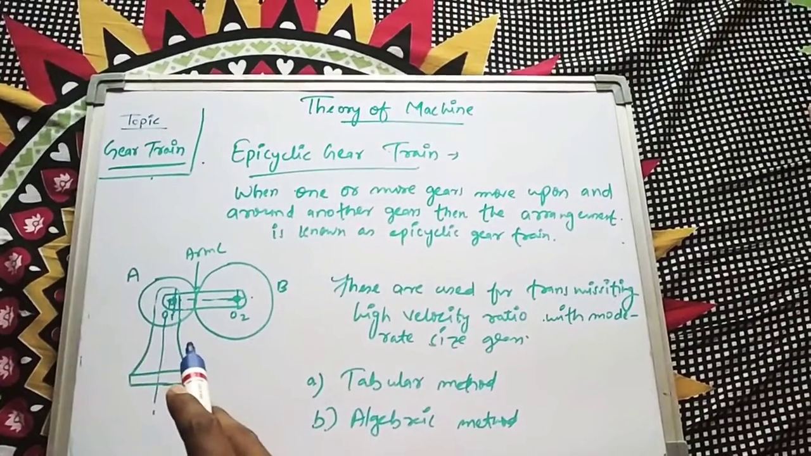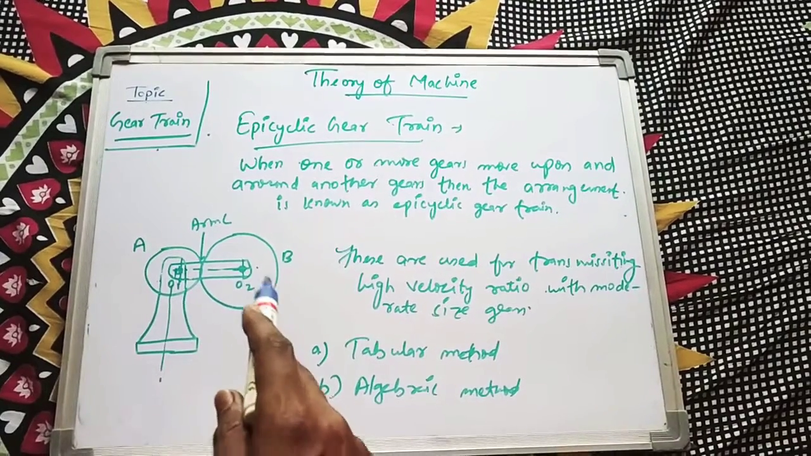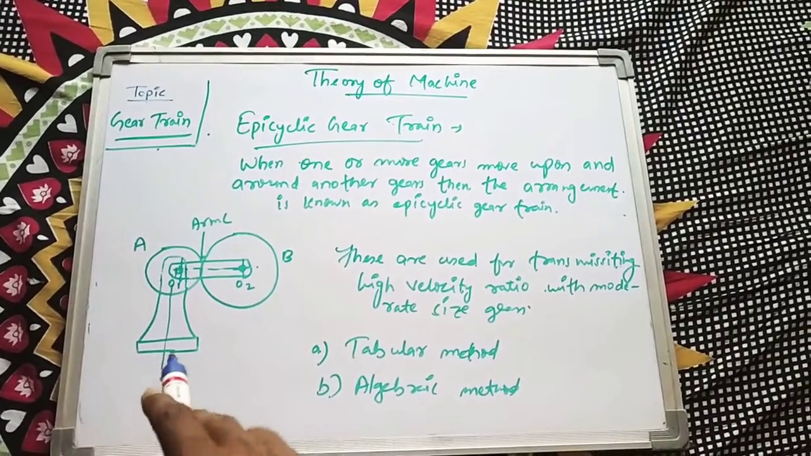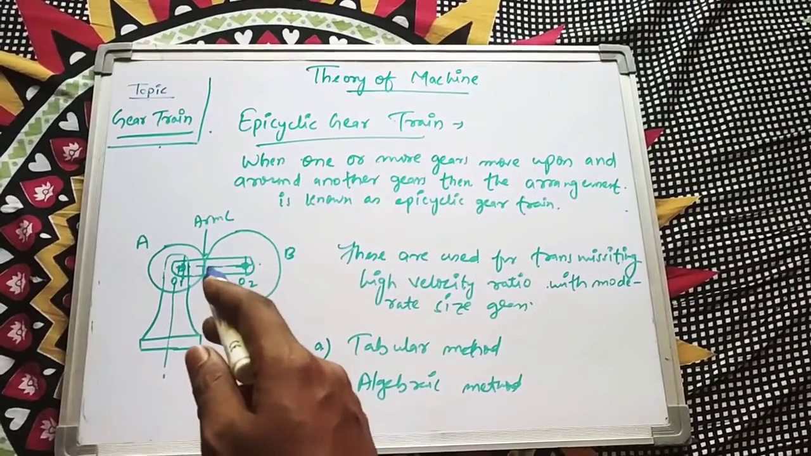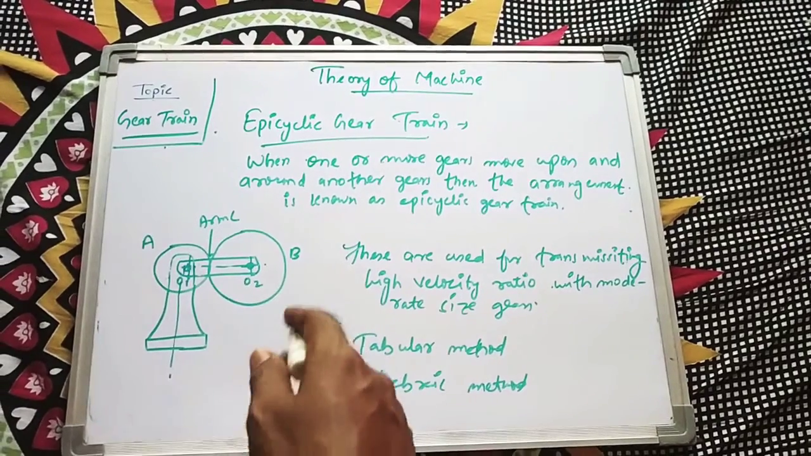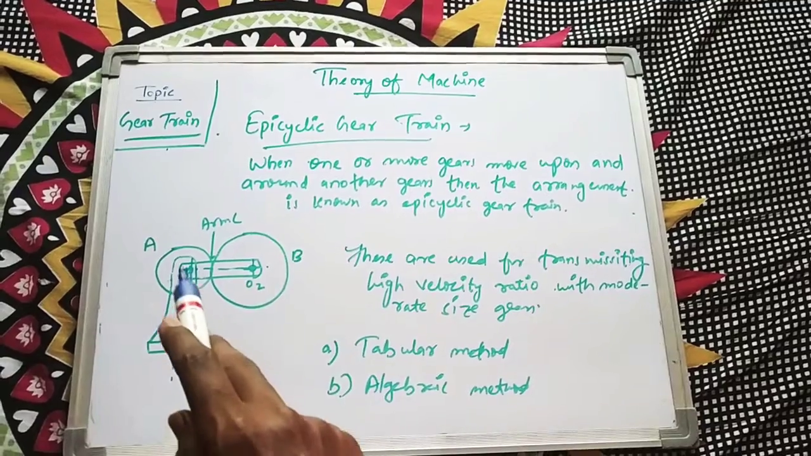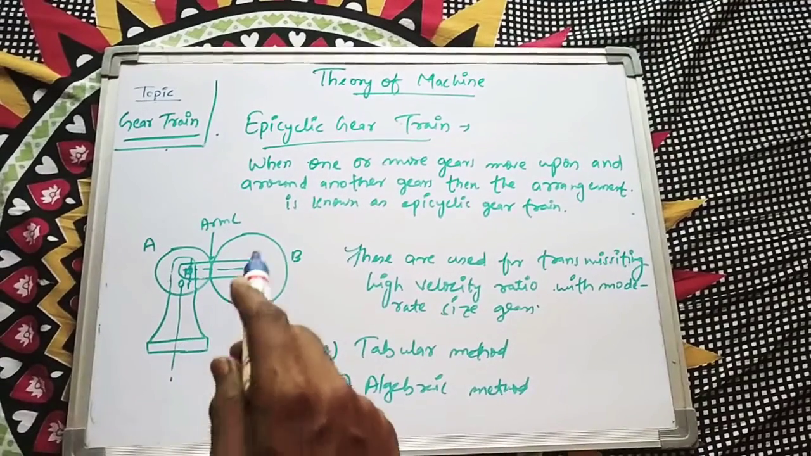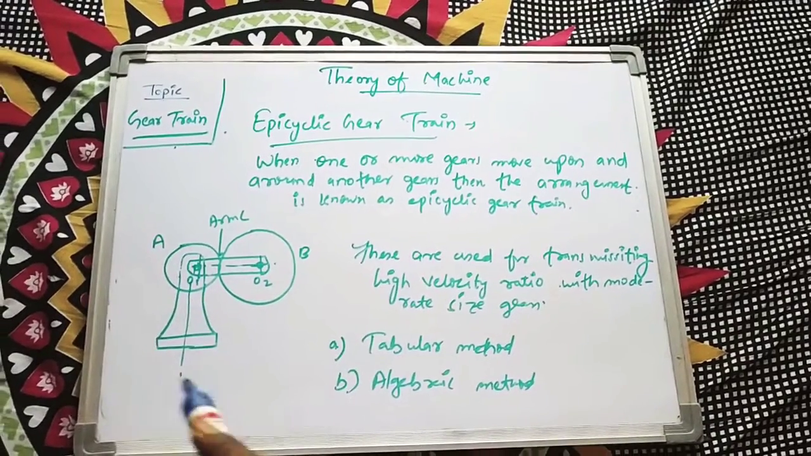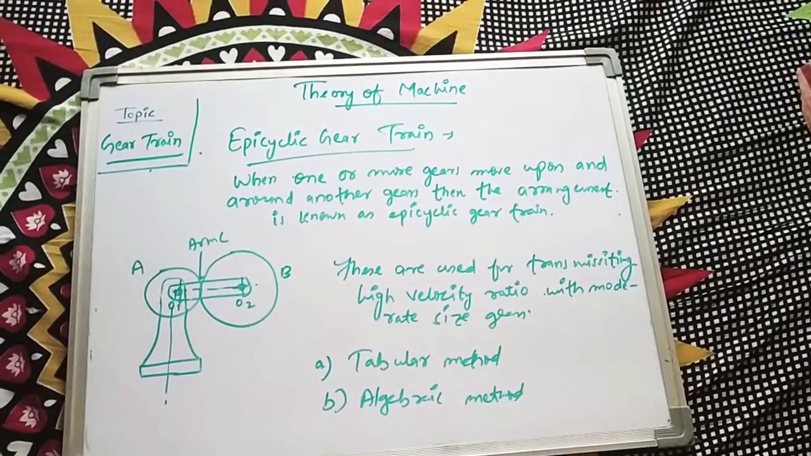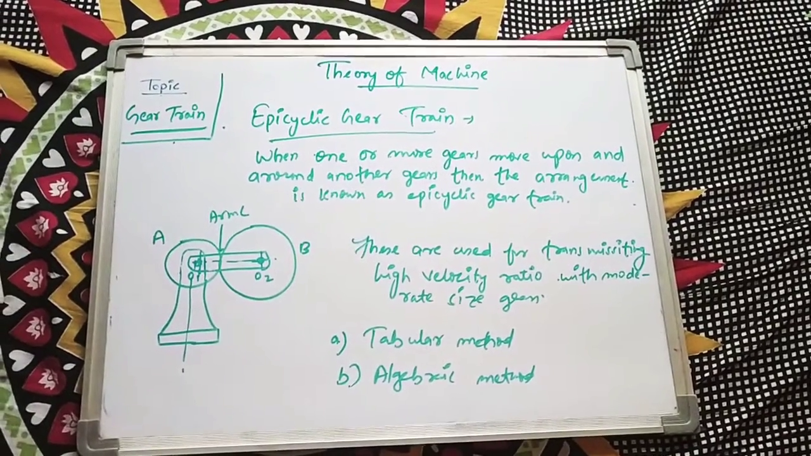So this type of arrangement is known as an epicyclic gear train, in which one gear can move upon and around another gear. Here, if arm C is not fixed, then arm C and gear B both will move around and upon gear A. But if gear A is fixed and arm C is also fixed, then only gear B can move upon and around gear A. So when one gear can move upon and around another gear, this type of arrangement is known as an epicyclic gear train.